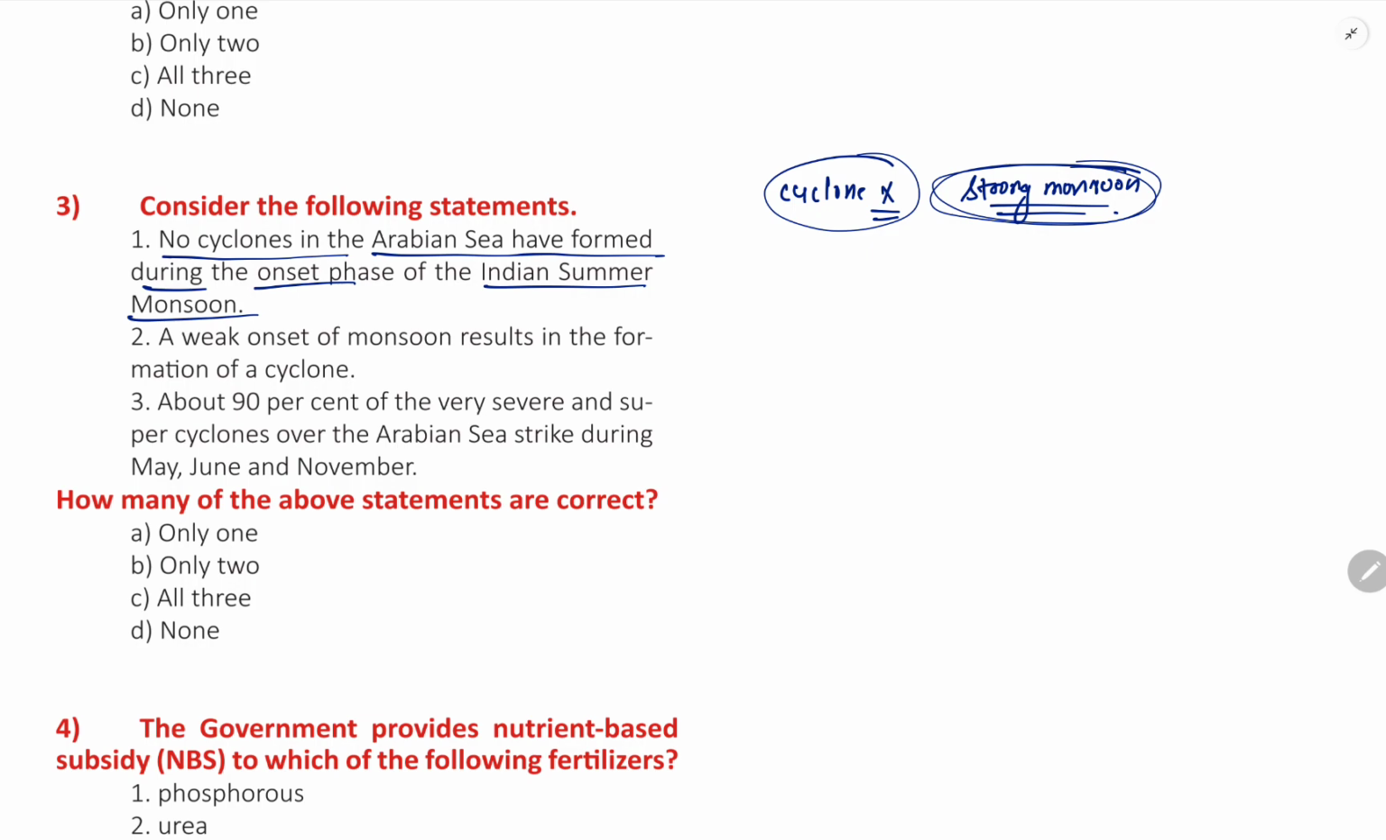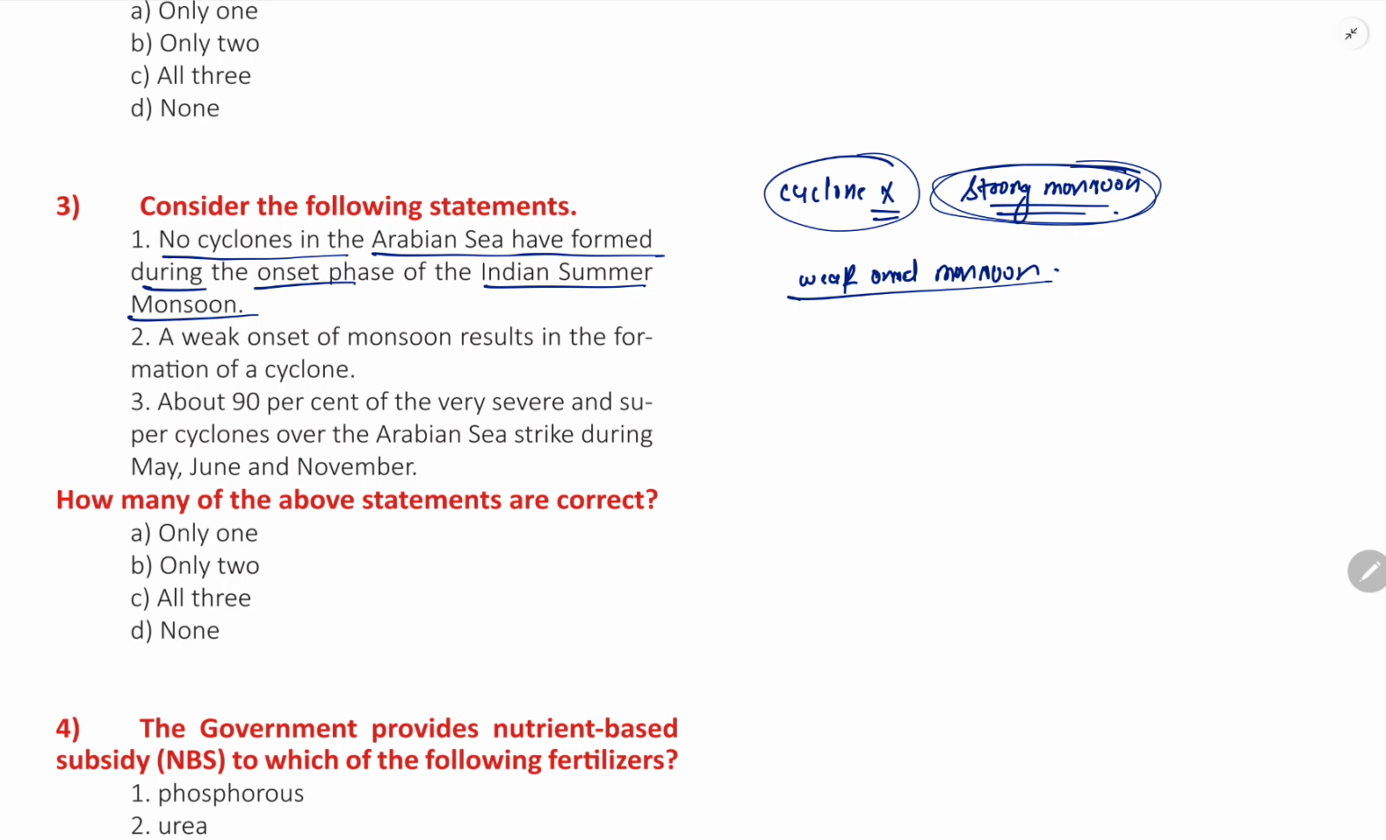You should know that if there is a weak onset of the monsoon, this will result in the formation of cyclones. And if you talk about the weak onset of the monsoon, what could be the reason for the weak onset of the monsoon?